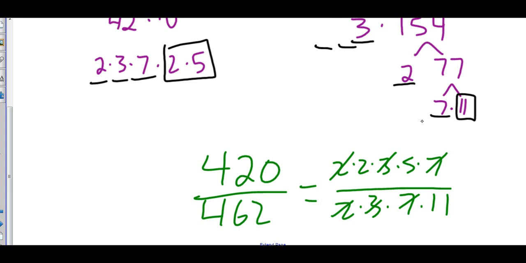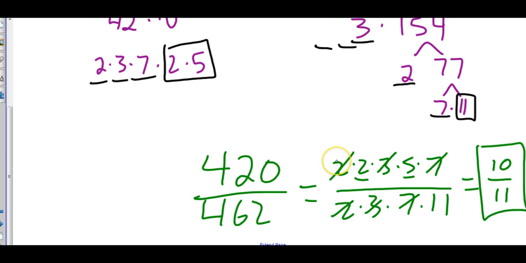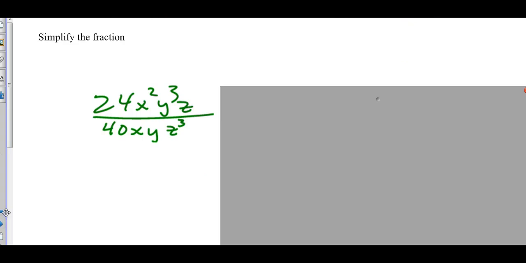The GCF is what I canceled out. And all that was left is 2 times 5, or 10, over 11. Notice, I didn't have to do any division. I didn't have to divide them both by 2 and then by 3 and then by 7, or even by 42. All I did was cancel out.